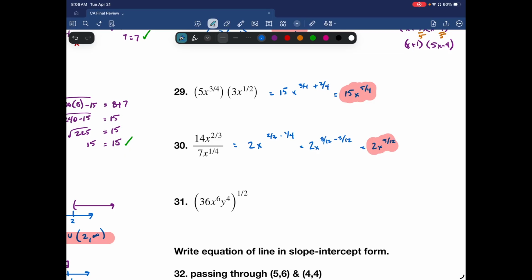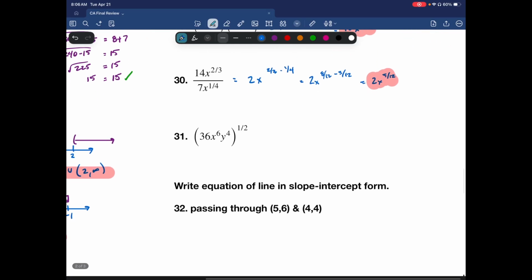All right, and then let's see. So I'm going to distribute that 1/2, so that's going to be 36 to the 1/2, x to the third, y squared. Well, 36 to the 1/2 is the square root of 36, which is just 6. So you get 6x cubed y squared.